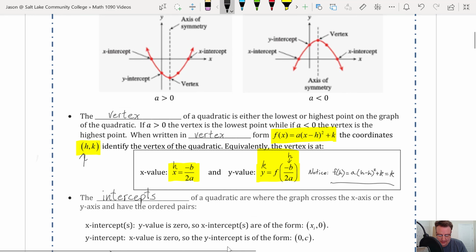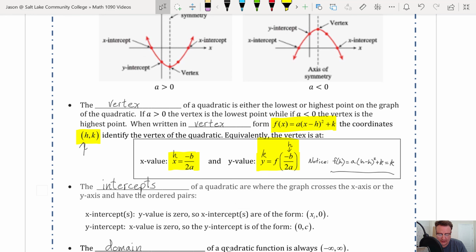Okay. We also have the concept of intercepts. These are displayed on the graphs here. The intercepts of a quadratic are where the graph crosses the x-axis or the y-axis and have the ordered pairs. So x-intercepts will always have ordered pairs like this, where the x value is some number and the y-coordinate will always be 0 because these are points on the x-axis.